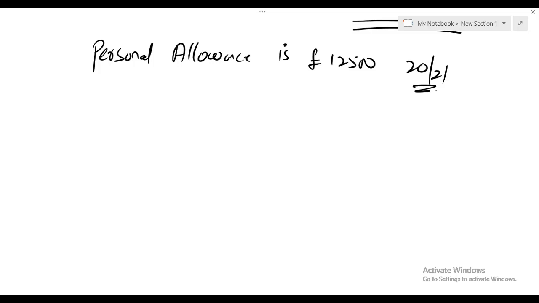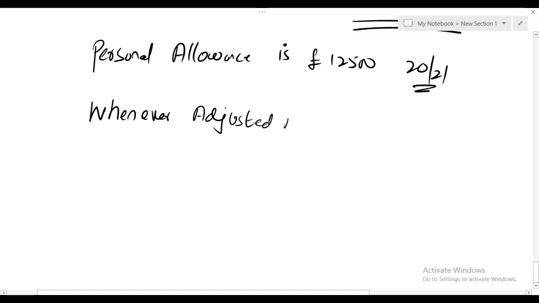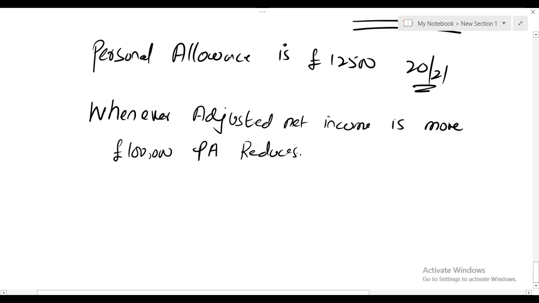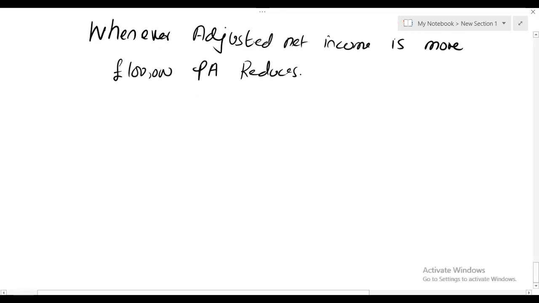Look at this. Whenever adjusted net income is more than 1 lakh, personal allowance reduces. Now there are two questions. Number one, how do we calculate adjusted net income? And second, how personal allowance reduces? Okay, let me give you answer of these two questions.